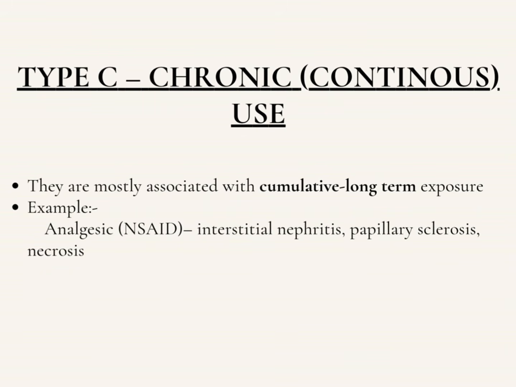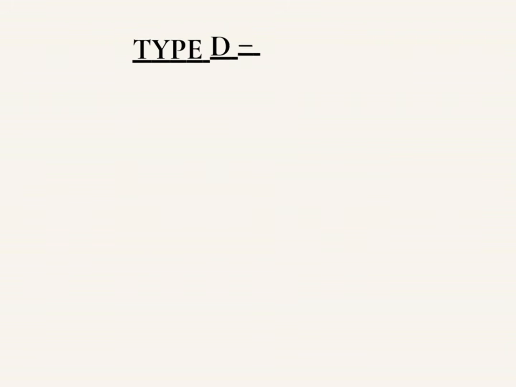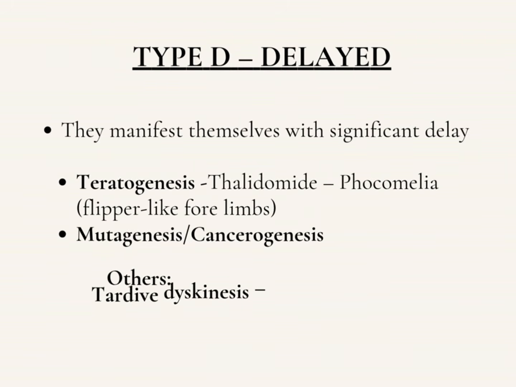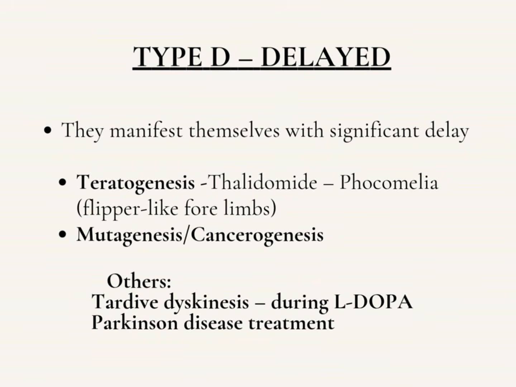Type C refers to continuous or chronic reactions. These occur after long-term exposure to a medicine. They are usually associated with cumulative drug effect. For example, prolonged use of NSAIDs can lead to interstitial nephritis or papillary necrosis. These reactions highlight the importance of regular follow-up and monitoring in patients receiving long-term therapy.